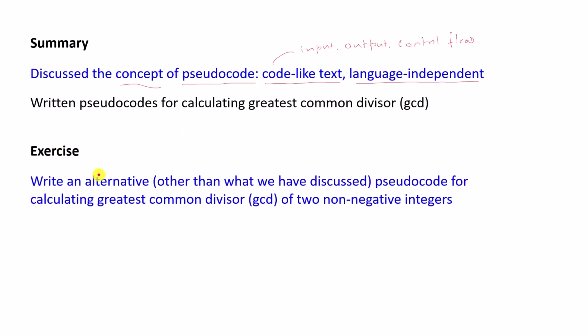For your exercise, write an alternative form of pseudocode, other than what you have just discussed, for calculating the GCD of two non-negative integers. That's all for this lecture.